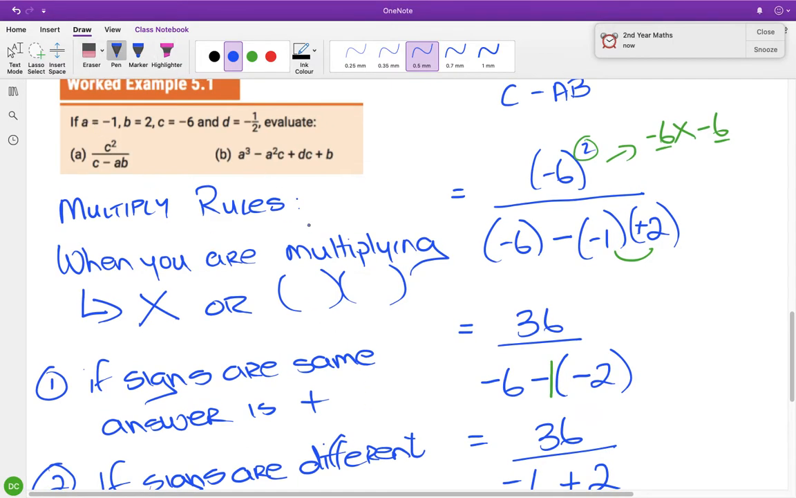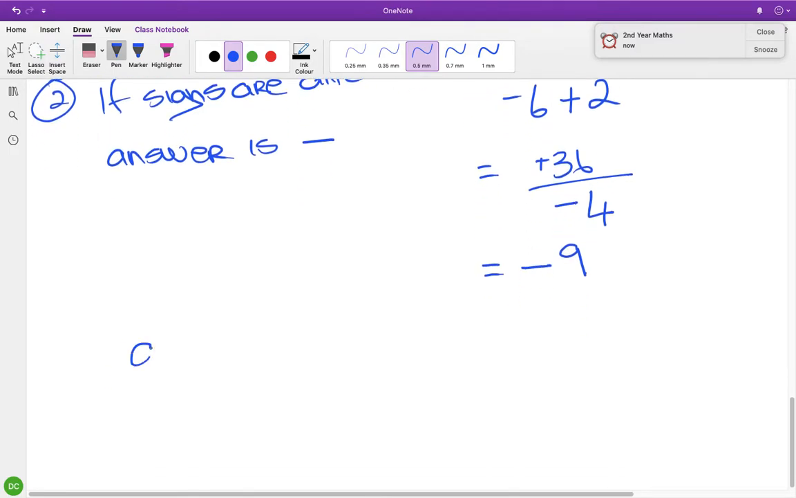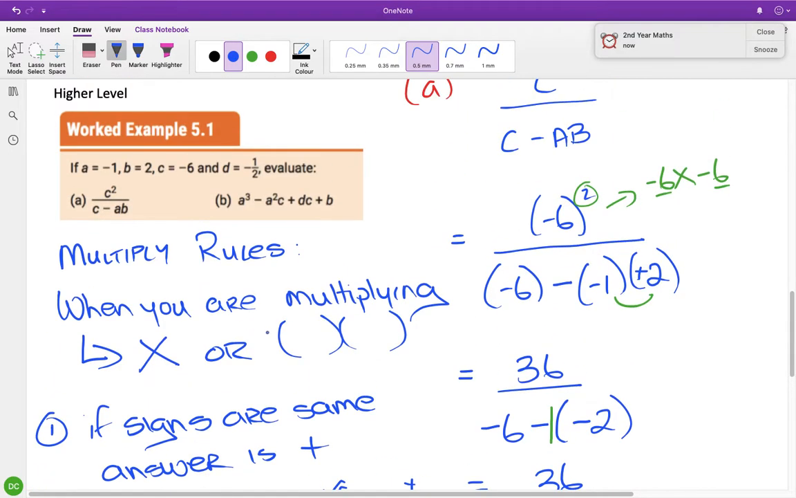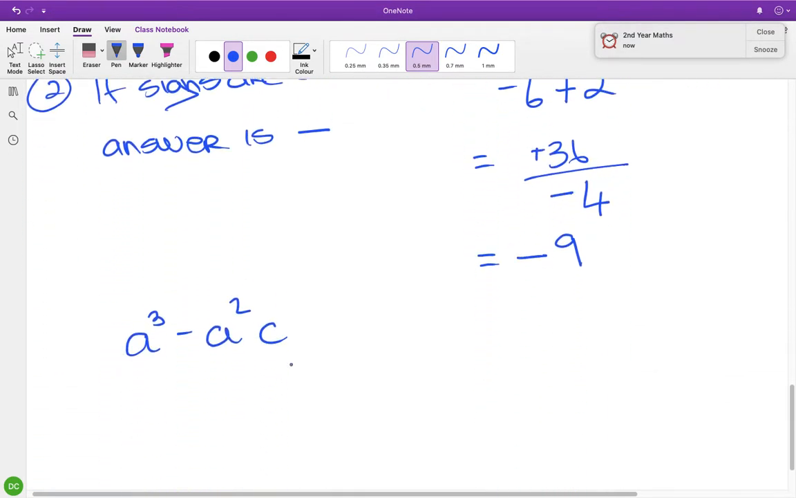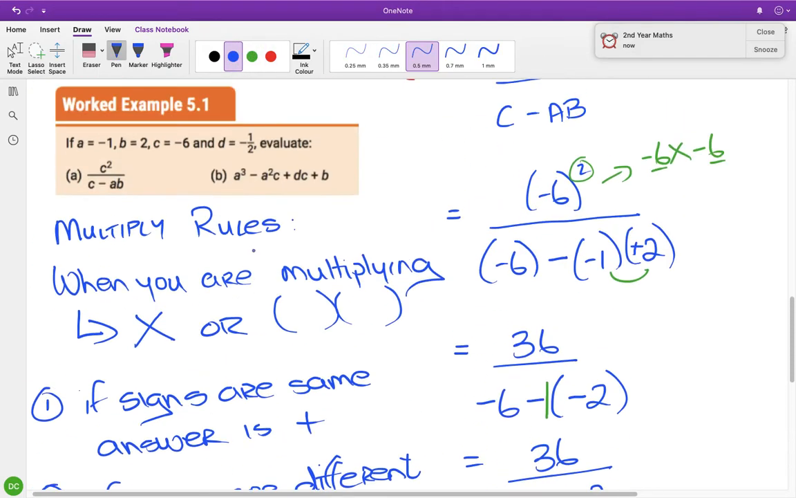Right, let's try this other one. Okay, so a cubed minus a squared c plus dc plus b. Right, so this is b. Right, so what was a?